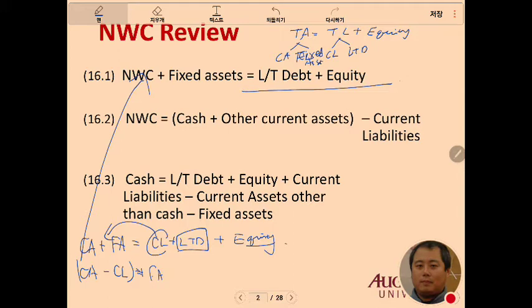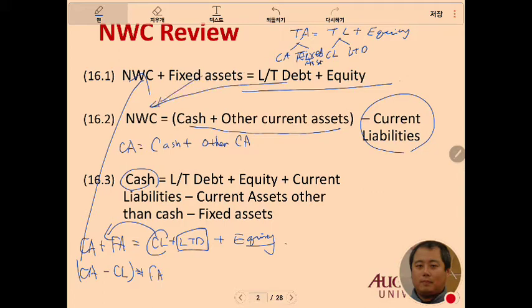Now inside the current asset, we have current asset equals cash plus other current asset, right? So this is current asset and current liability, that's the net working capital. So the cash equals, we can just plug this in here: long-term debt plus equity plus current liability minus current asset other than cash minus fixed asset. That will be the cash. So it really starts from the total asset equals liability plus equity, and then we categorize and divide asset and liability in each account, and eventually we can get the cash amount.